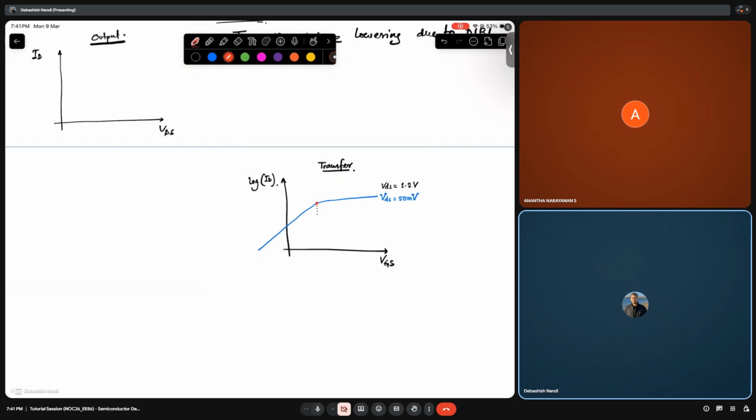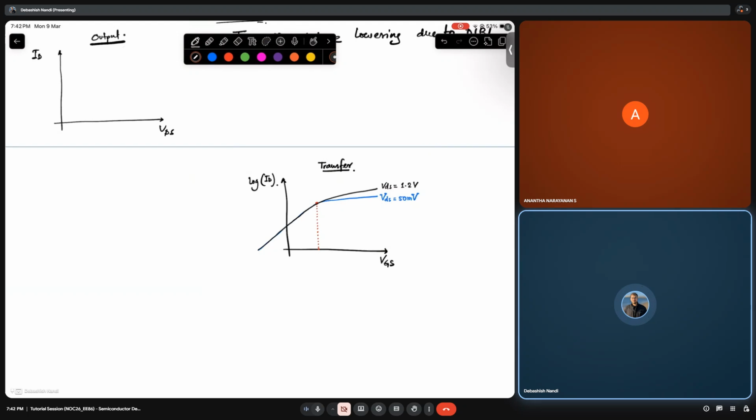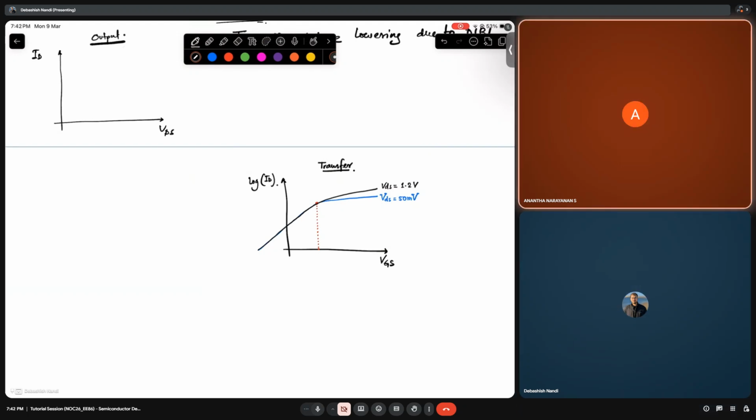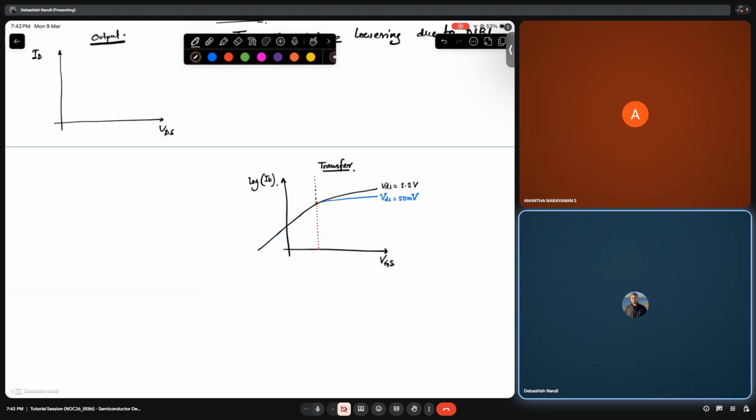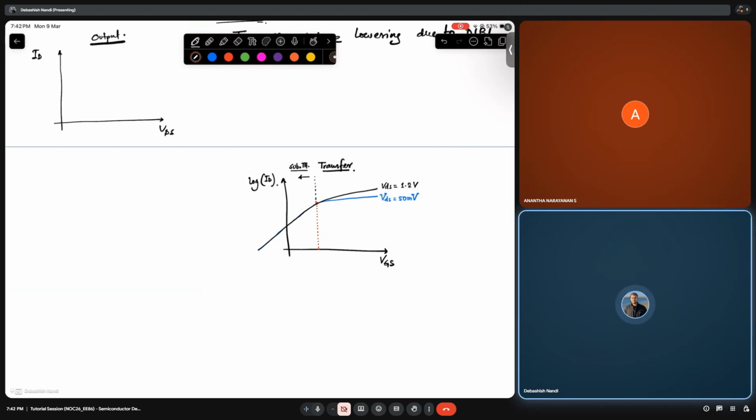In case of a long channel device, it will be simply like this. Do you agree or not? I don't understand why actually. So that is why I'm asking you. Try to visualize. So what is the difference? This is my sub-threshold region, right? Yes, sir. Below threshold, what is the impact of drain voltage on current?